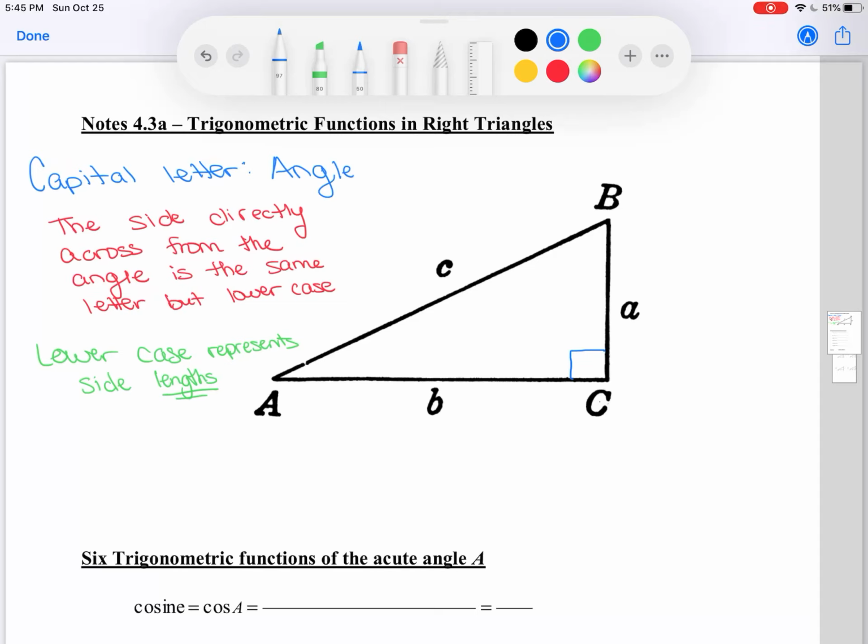All right. Now we know we're working with a right triangle, so that right angle is going to be right here. If it's not labeled in our notes today, we're just going to assume that's the right angle every single time. The side directly across from that right angle, we have capital letter C as the angle and the side should be the lowercase c. And that is going to be called our hypotenuse. Every single time you see a right triangle, the hypotenuse is the side directly across from the 90 degrees.